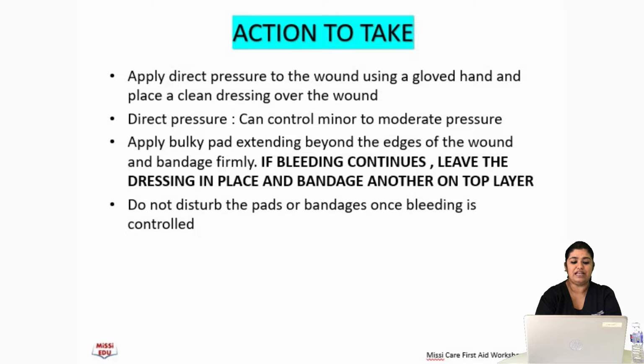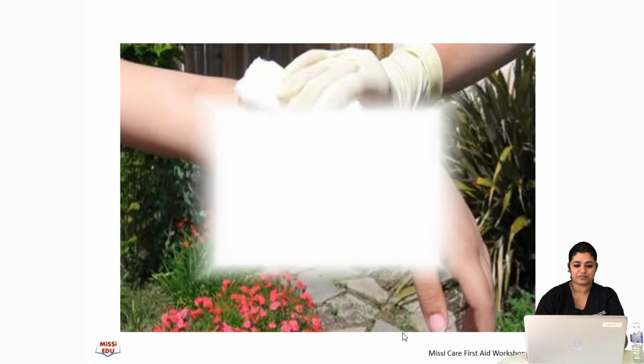If bleeding continues, leave the dressing in place and bandage another layer on top. Do not disturb the pads or bandage once bleeding is controlled. This is very straightforward. If there is bleeding, just apply a pad on top of it. If you see the pad is already soaked or there's more blood, you put another pad or a gauze on top of the wound. Do not remove the previous pad, and top up with a new gauze. Okay, this is what I meant.